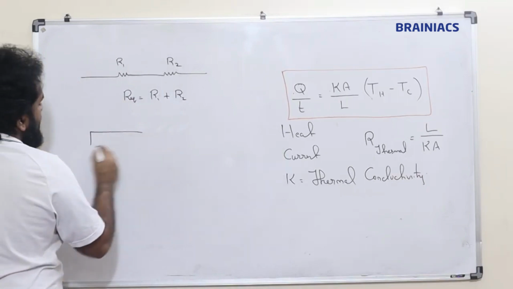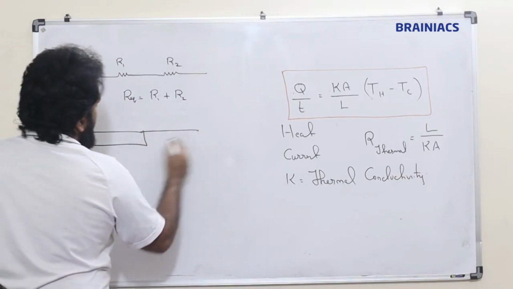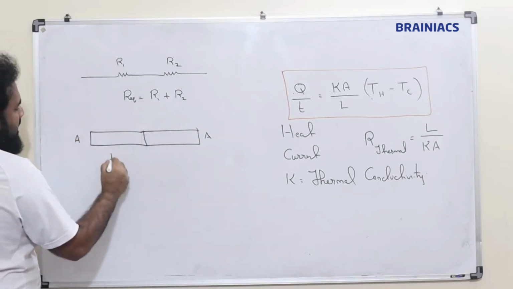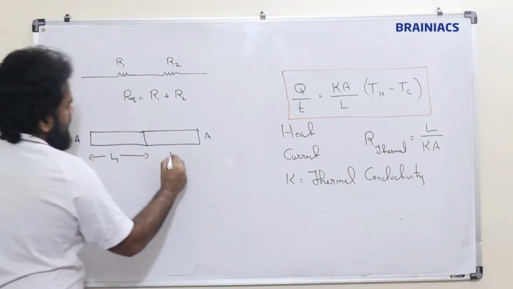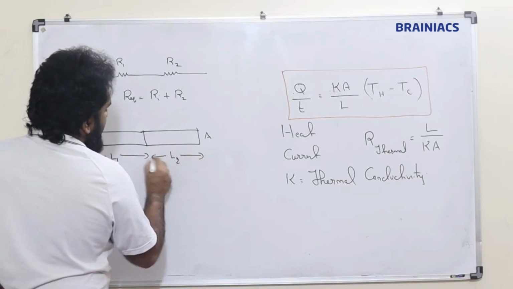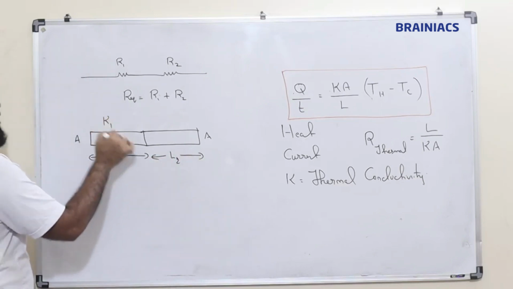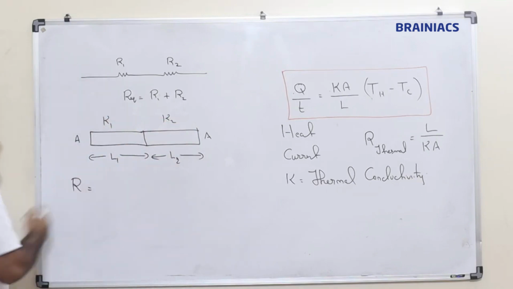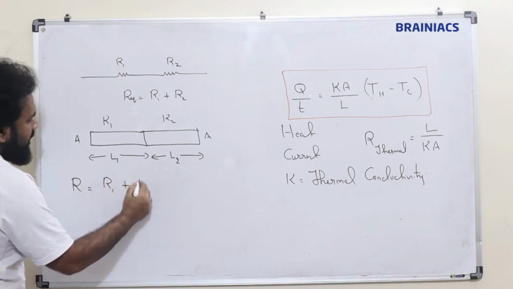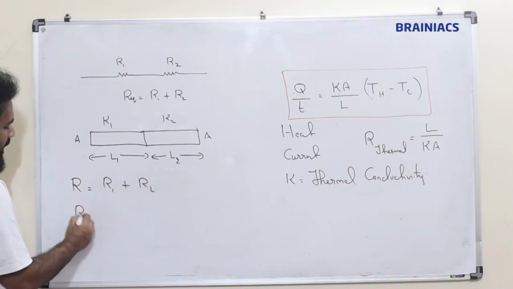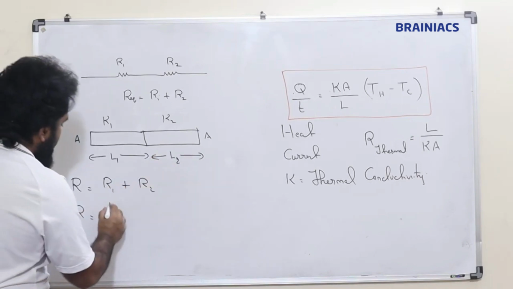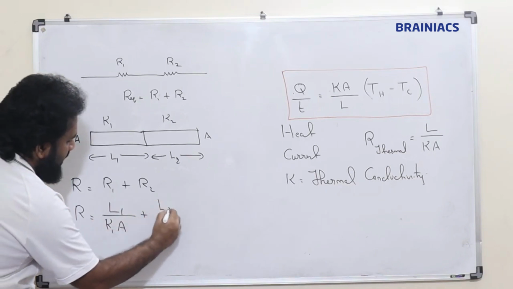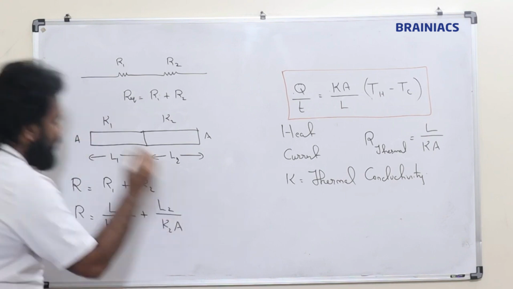Now suppose you keep two slabs. Their areas are the same. The lengths are L1 and L2, and the thermal conductivities are K1 and K2. Then here the R is going to be R1 plus R2 in this case also. So what is resistance? L by KA, so R equals L1 by K1A plus L2 by K2A.